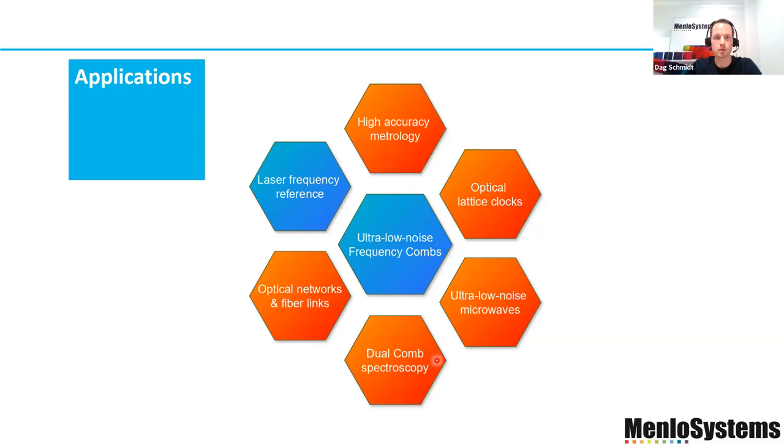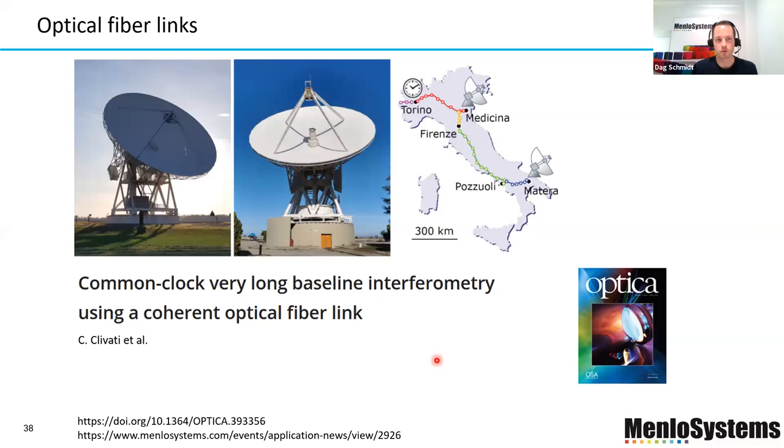The next part is optical networks and fiber links. One example I've chosen is the common clock very long baseline interferometry using a coherent optical fiber link. Very long baseline interferometry is a technique in radio astronomy, a very powerful technique.